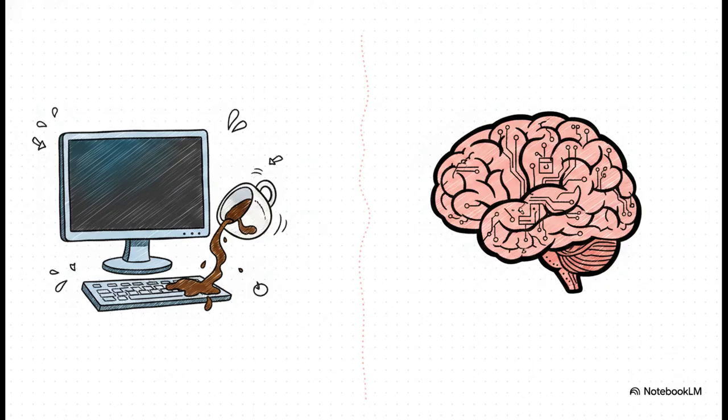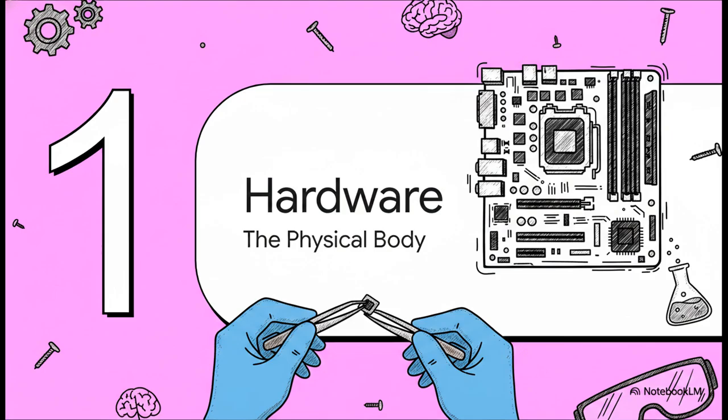Now think about us humans. Just like a physical human body absolutely needs a mind to have any sort of purpose, direction, or life, computer hardware is utterly, completely useless without software telling it exactly what to do. So where do we begin this dissection? Let's start by looking at the physical foundations. Section 1. Hardware. The physical body. Let's get our lab coats on and look under the hood to see exactly what makes this machine tick.